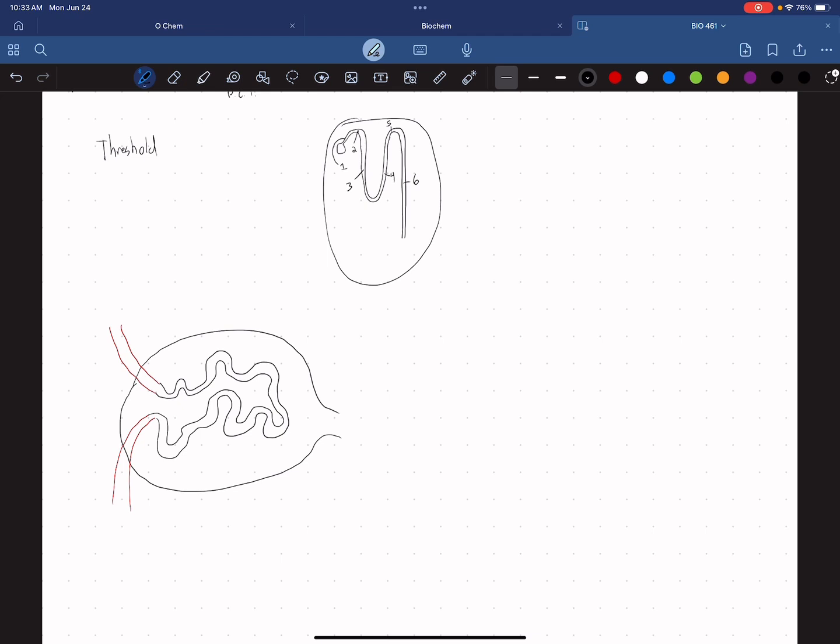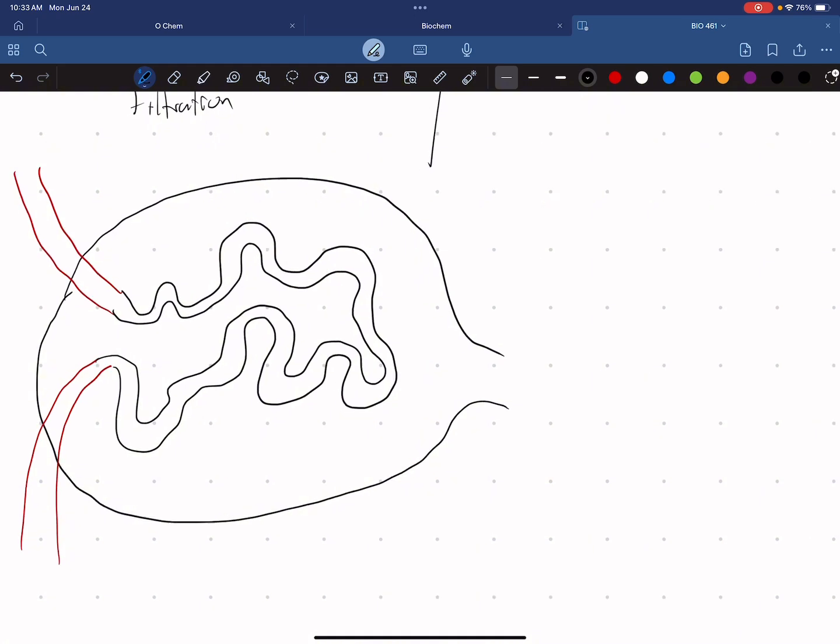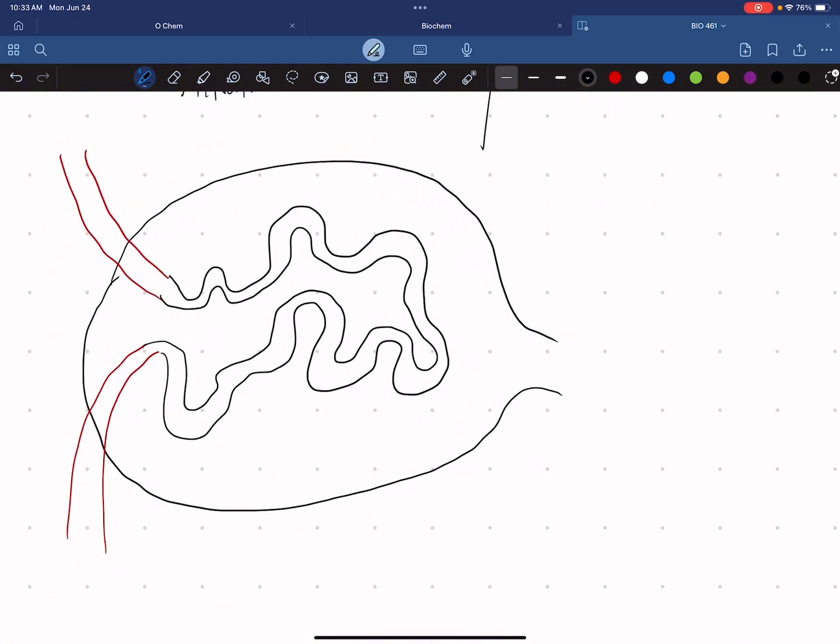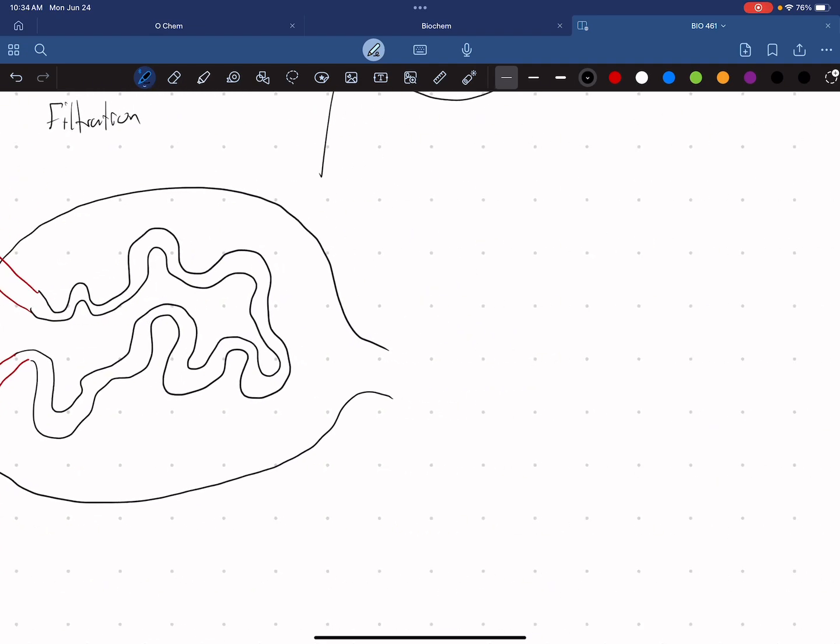Okay, so for the second part of this question, it asks us to talk about filtration. So what I've done here is I've taken this little Bowman's capsule and kind of blown it up to show a little bit about what this filtration is all about. So this is the afferent arteriole here and the efferent arteriole here. And so as the blood is traveling into the Bowman's capsule, here we have all of these tubes, this little section where the blood runs through and gets filtered.